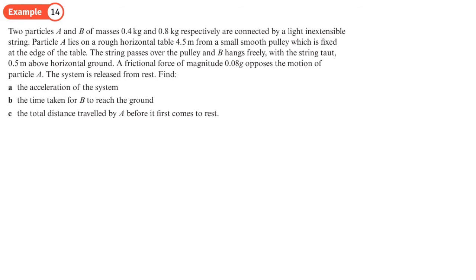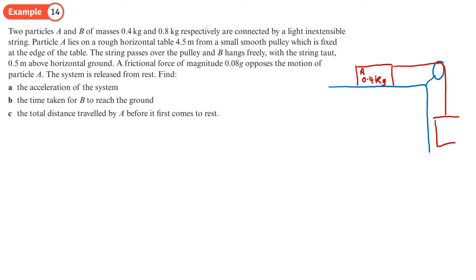Okay, right, let's draw what's going on here. So we have a mass on a rough horizontal table, and that mass is A, and its mass is 0.4 kg. It's connected by string over here to another mass, which is B, and that is 0.8 kg. Since it's a rough table and a smooth pulley, the string passes over the pulley, B hangs freely, string is taut, 0.5 meters above the ground. So let's make this a little bit longer. There's the ground, so this is 0.5 meters, like this.